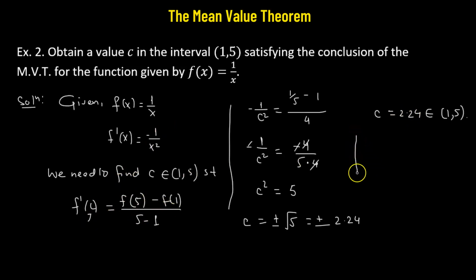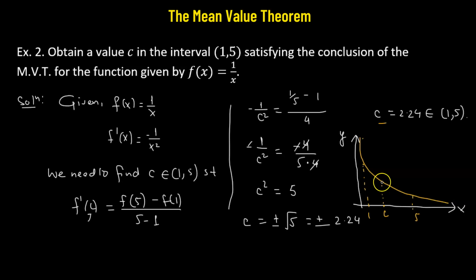And if we try to understand this with the help of a graph, let's say this is our x-axis and this is our y-axis, and we have the function f of x given by 1 over x. So this is the graph of 1 over x. We'll consider the interval 1 and 5. Within this interval 1 and 5, there lies a point c equals 2.24. So let's say this is the value c.